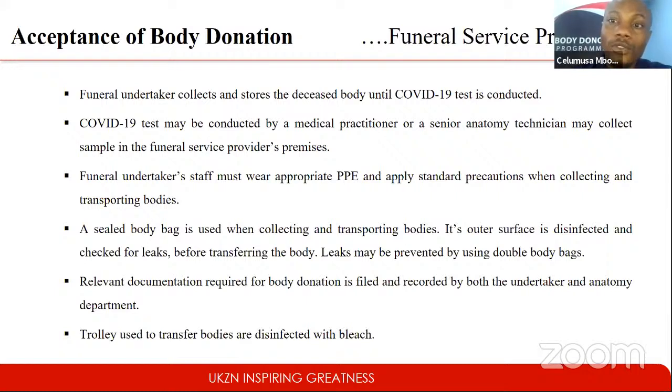We work very closely with funeral service providers. This is mainly because the university doesn't have the resources or the facilities, mainly transporting of bodies. So funeral undertakers, they are responsible for removal, for collection, and for storage of bodies of the deceased until COVID-19 tests are conducted and sent to the lab. So COVID-19 tests may be conducted by a medical practitioner, or between myself and Mr. Gwambe will go to the mortuary and take the samples and get them to the lab for testing for COVID-19.